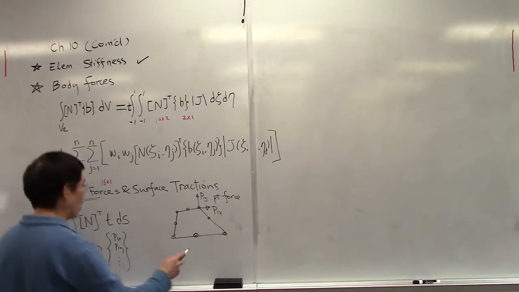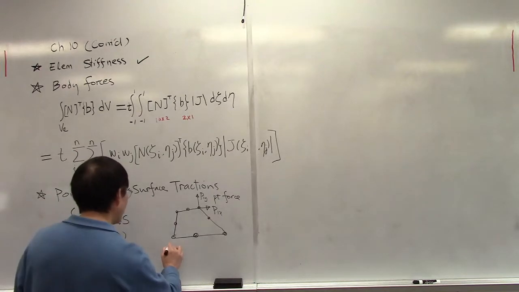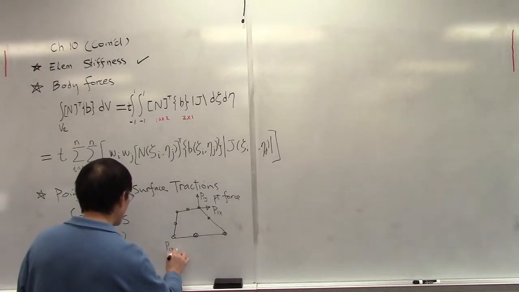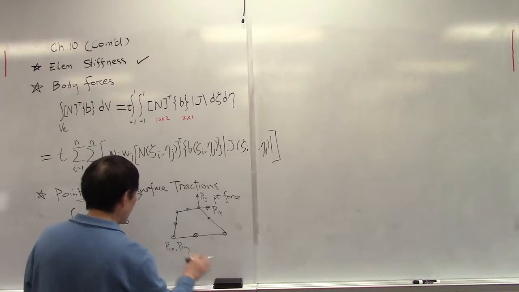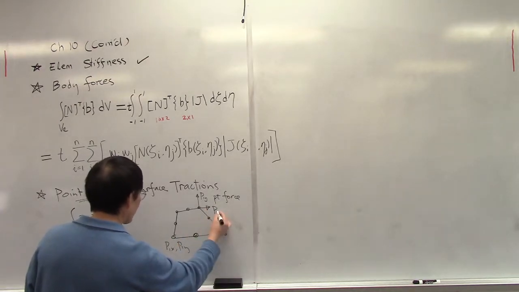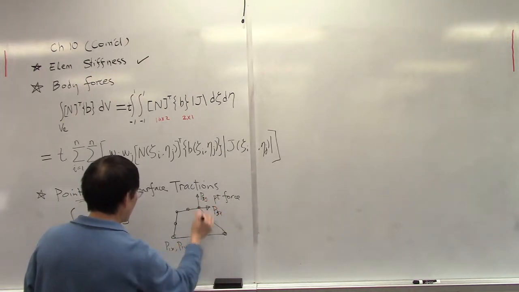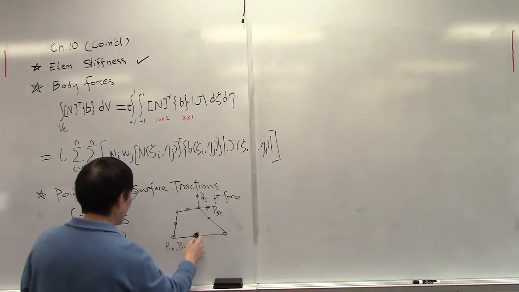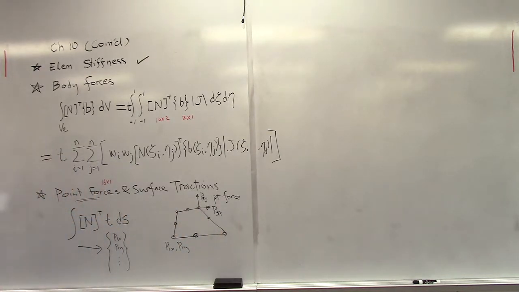Actually, according to our naming convention, this should be P1x. This will be P1y. 1, 2, 3. This is actually 3. Okay. 1, 2, 3, 4, 5, 6, 7, 8, like that.